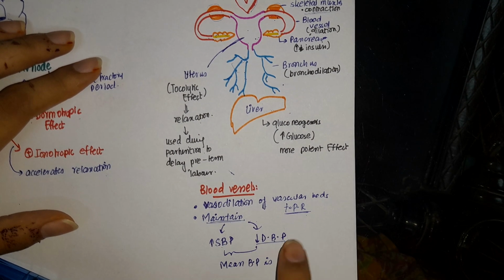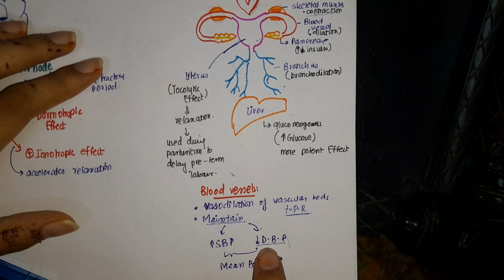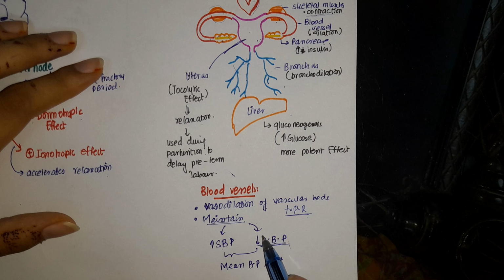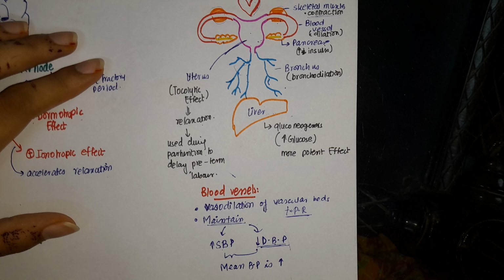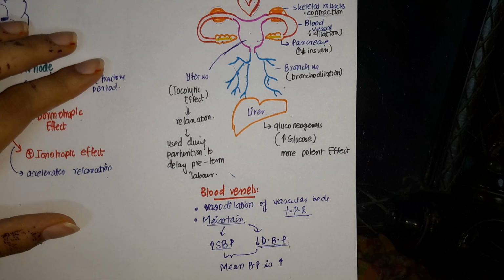So due to decreased total peripheral resistance, there will be decreased what type of blood pressure? There will be decreased diastolic blood pressure. But now, because of vasodilation, your blood is less in the vessels. Because it is less in the vessels, when the heart is going to contract, it is going to contract in a more potent way, so there will be increased systolic blood pressure.